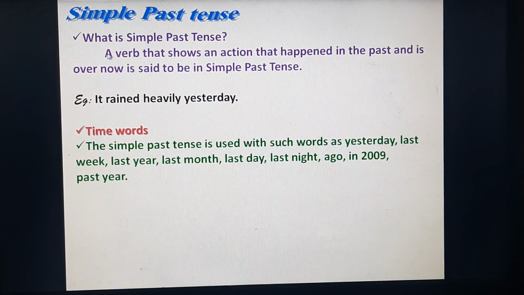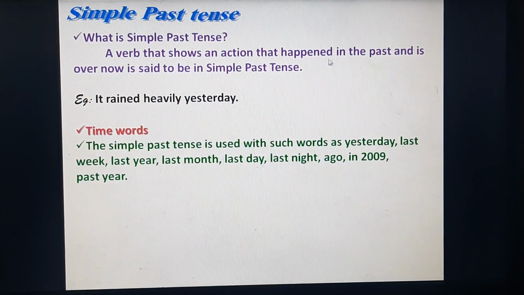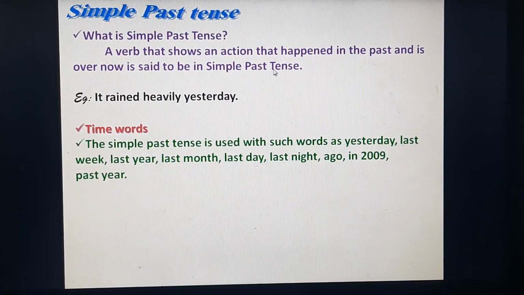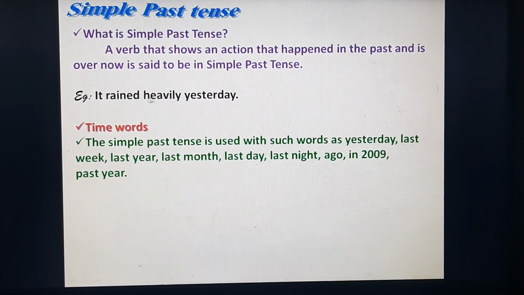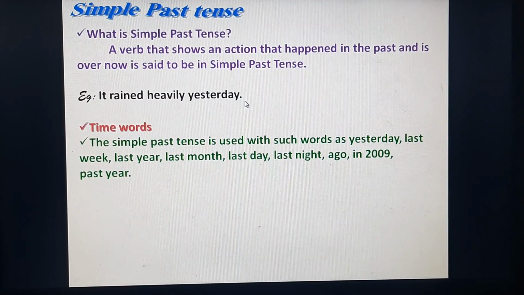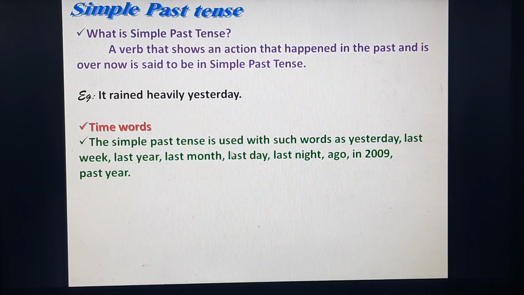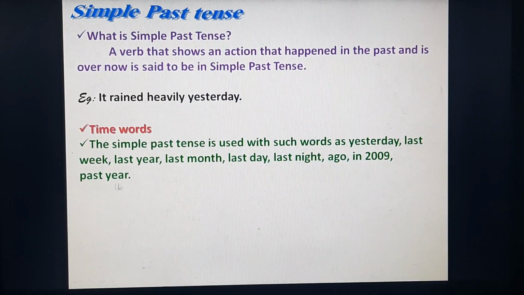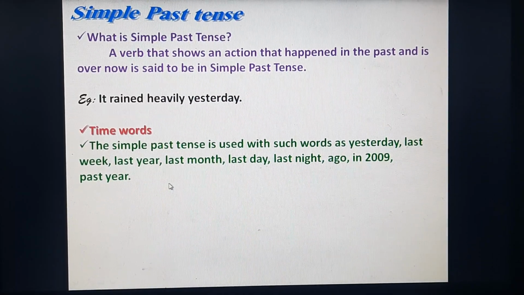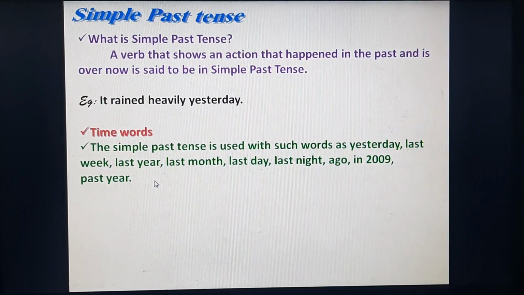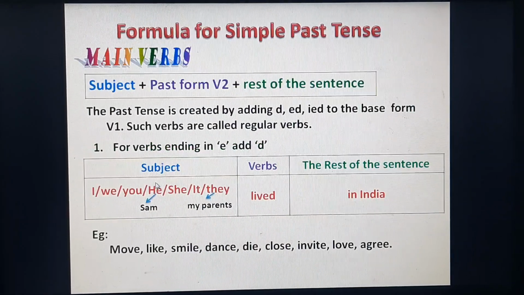Simple past tense. A verb that shows an action that happened in the past and is over now is said to be in the simple past tense. It rained heavily yesterday. Rained is in the past tense. Yesterday also shows past time. Time words such as yesterday, last week, last month, last night, ago, in 2009, past year, are all time words for simple past tense. They help us in identifying the verb in the simple past tense.